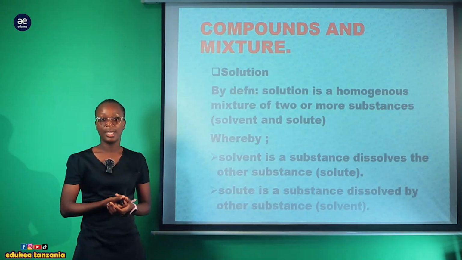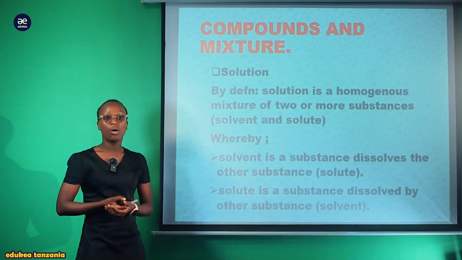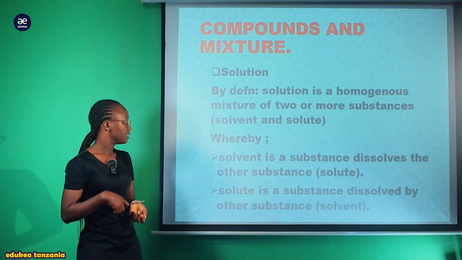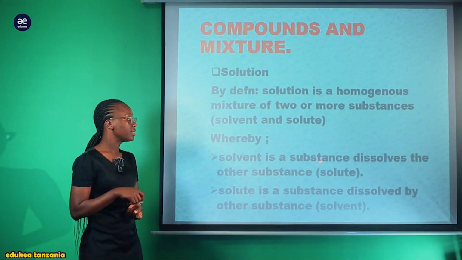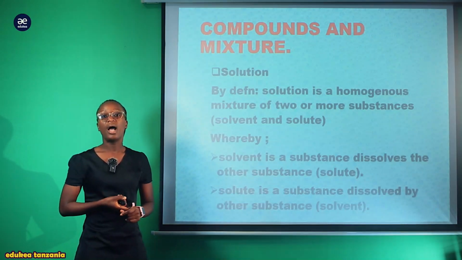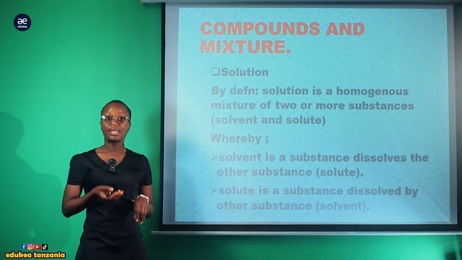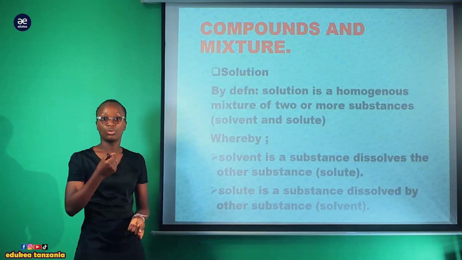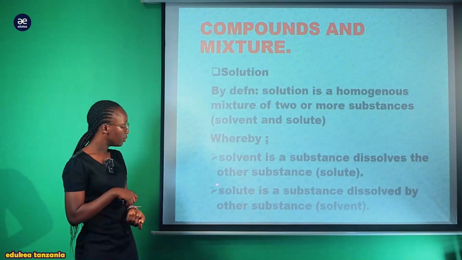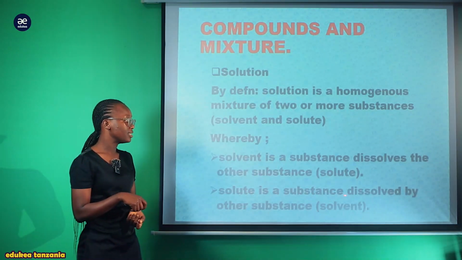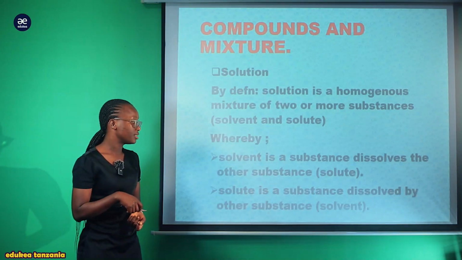Let us see. The solvent is a substance that dissolves the other substance, which is solute. Kwamba solvent ni kile kitu ambacho chenyewe kinayeyusha substance nyingine, ambayo substance tunaita solute, ile ambayo inayeyushwa. And when we talk about solute, it is a substance dissolved by another substance. Kwamba hii yenyewe ndio ile ambayo sasa inayeyushwa na substance nyingine, ambayo substance inayeyusha tunaita solvent. It's very easy.